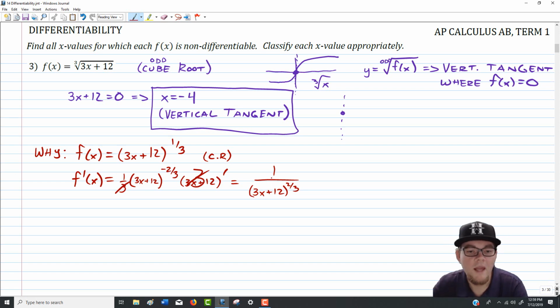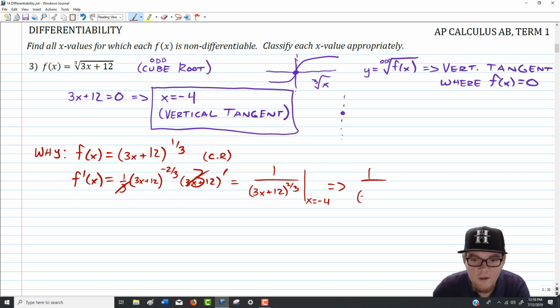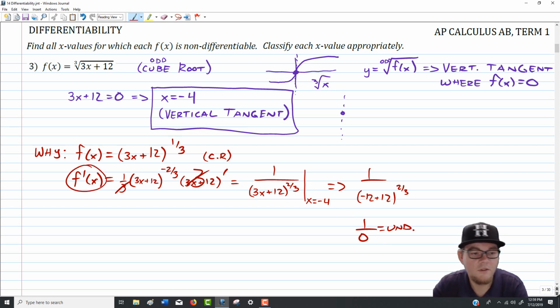Now if we look at this function's behavior, the numerator is never 0, which is nice to know. But if we evaluate the denominator at x equals negative 4, we get 1 over negative 12 plus 12 to the 2/3 power, which is 1 over 0. That we know is either infinity or undefined. So the reason I bring this up is, once again, if we look at the derivative of the function, we can quickly diagnose whether there's a place where something might be non-differentiable. As soon as we found a 0 in the denominator, that meant we had a point that didn't exist on the derivative, which meant we have a function with a vertical tangent in this case.